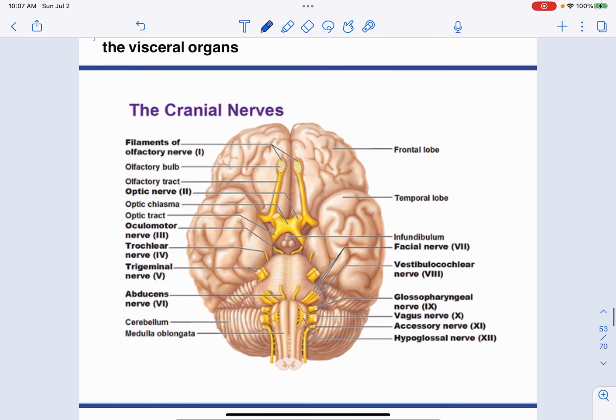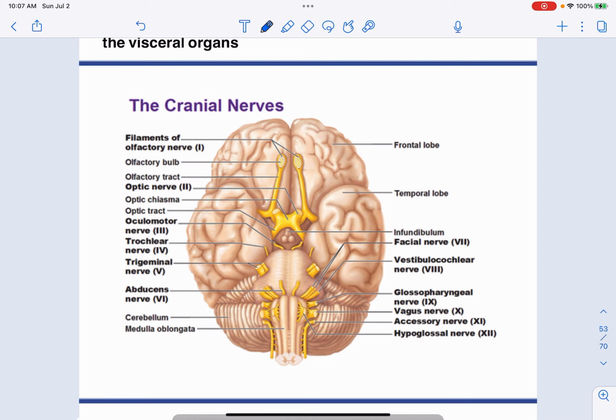Okay, so this diagram is showing you the inferior view of the brain. All right, so we have the cerebrum here. You can't really see the midbrain, but you can kind of see it tucked in there. The midbrain is buried deep. You can see the pons here, right? And then the medulla oblongata is here, and that goes into the spinal cord.